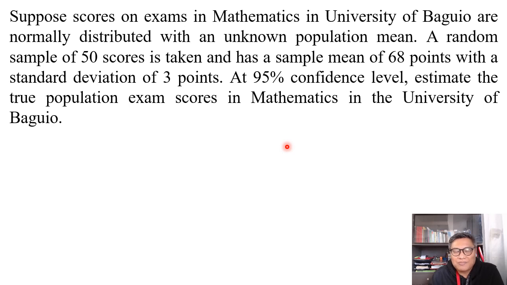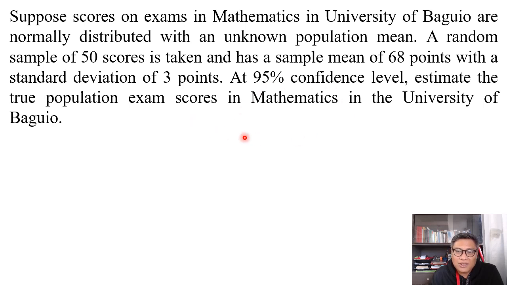So let's have here an example, class. Suppose scores on exams in mathematics in University of Baguio are normally distributed with an unknown population mean. What you want, class, is the mean score of all the students in University of Baguio who are taking math. Since we do not know that value, a random sample of 50 scores is taken and has a sample mean of 68 points with a standard deviation of 3 points. At 95% confidence level, estimate the true population exam scores in mathematics in the University of Baguio.